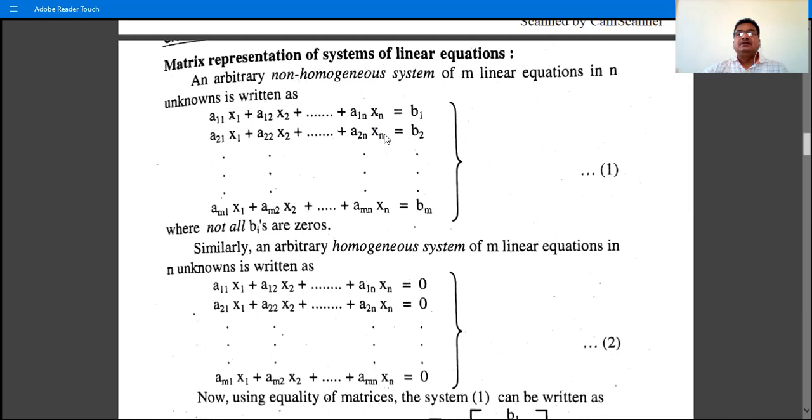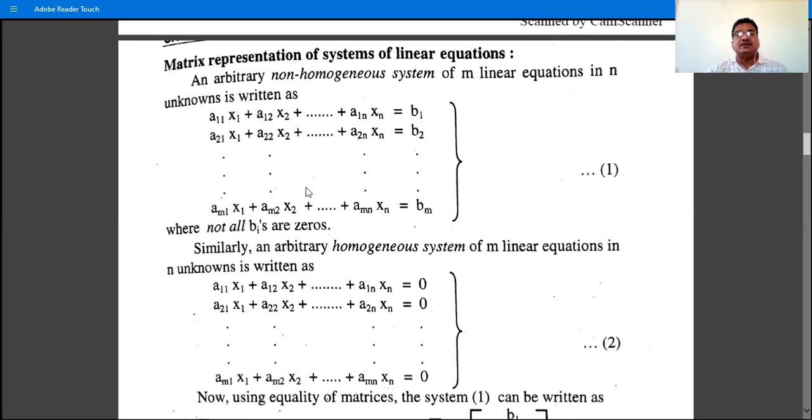So this is the linear equation. All these are linear equations because the powers of these unknowns are 1. The power of x1 is 1, the power of x2 is 1. The notations for unknowns are x1, x2, xn, or we can use small x, small y, small z, small w, and the constants are denoted here by a11, a12, a1n, a21, a22, a2n.